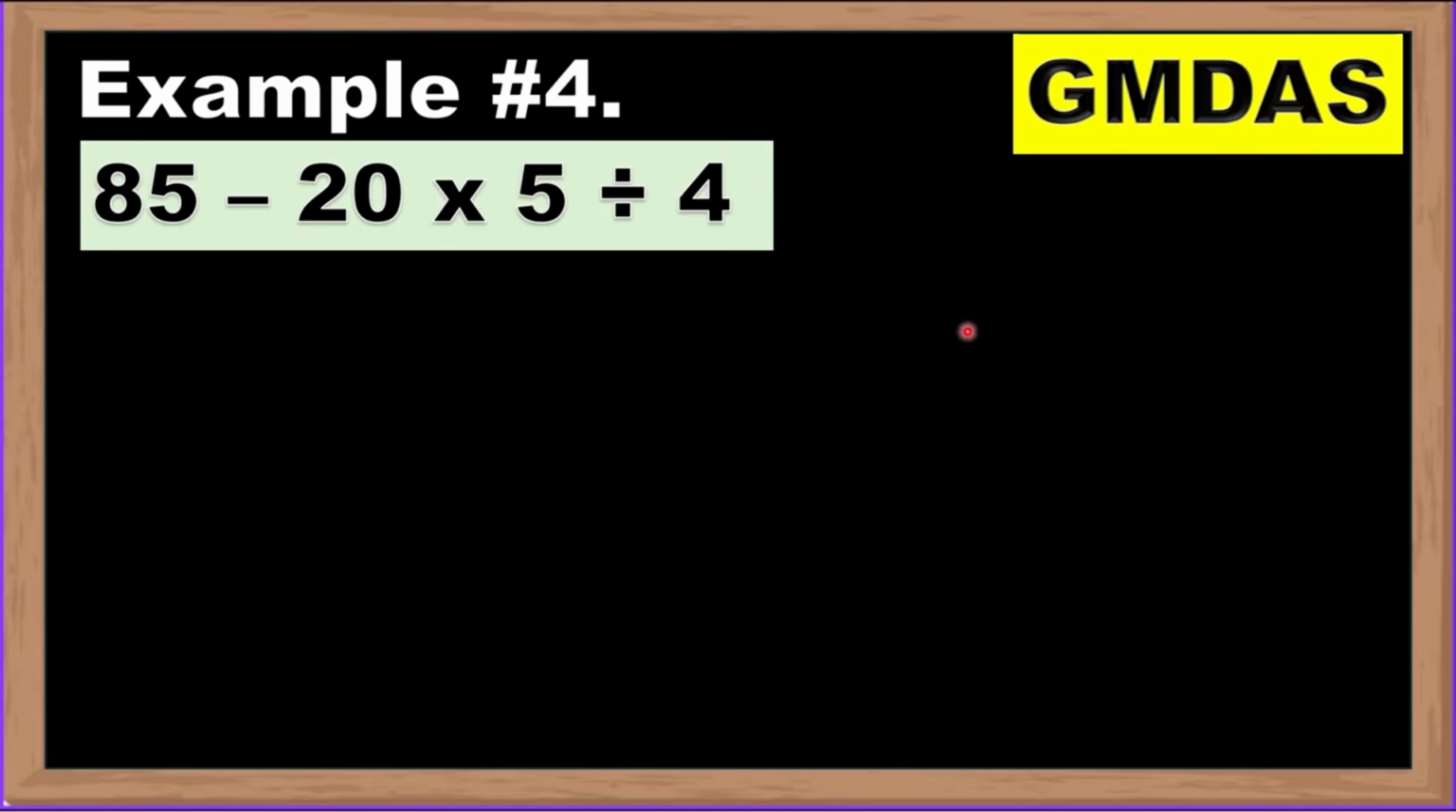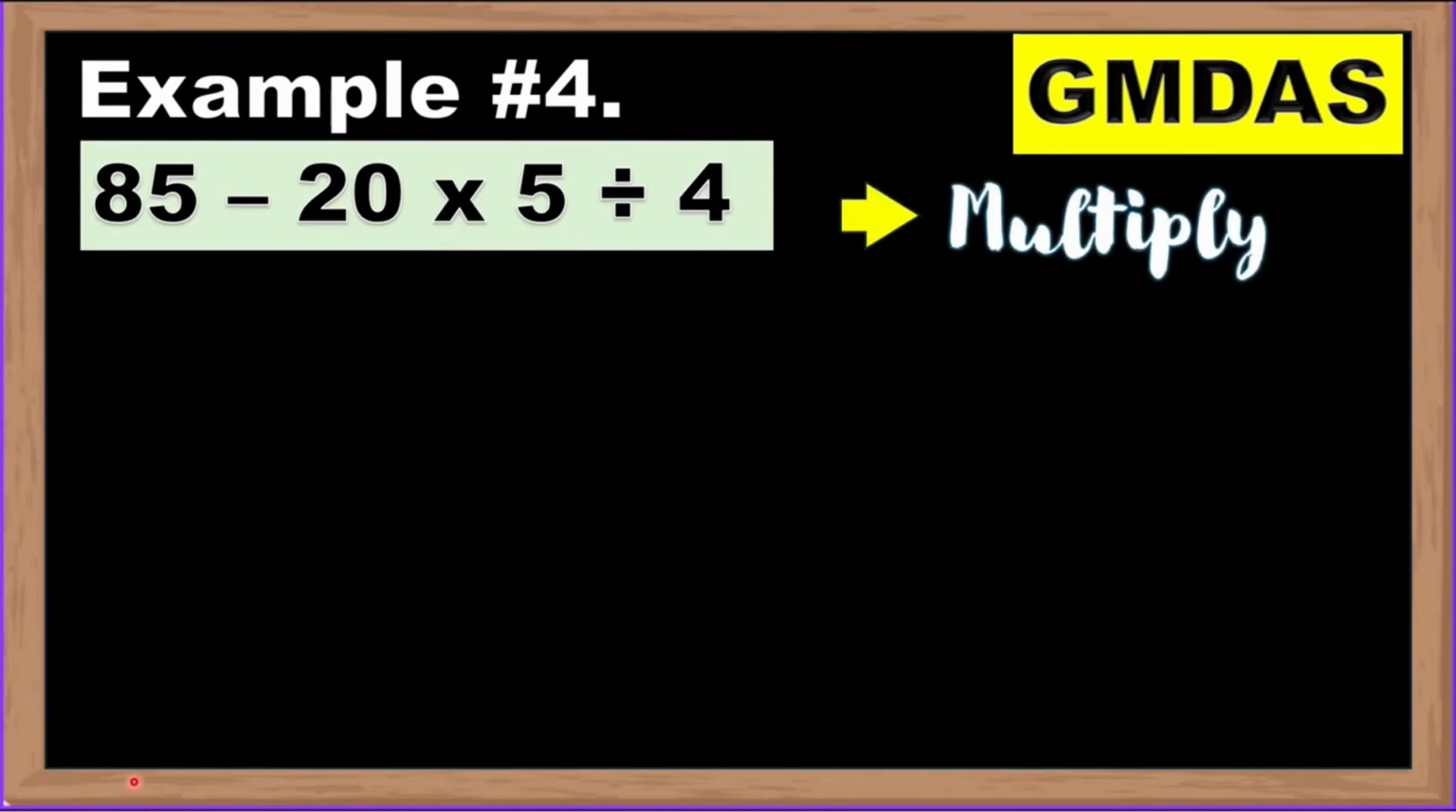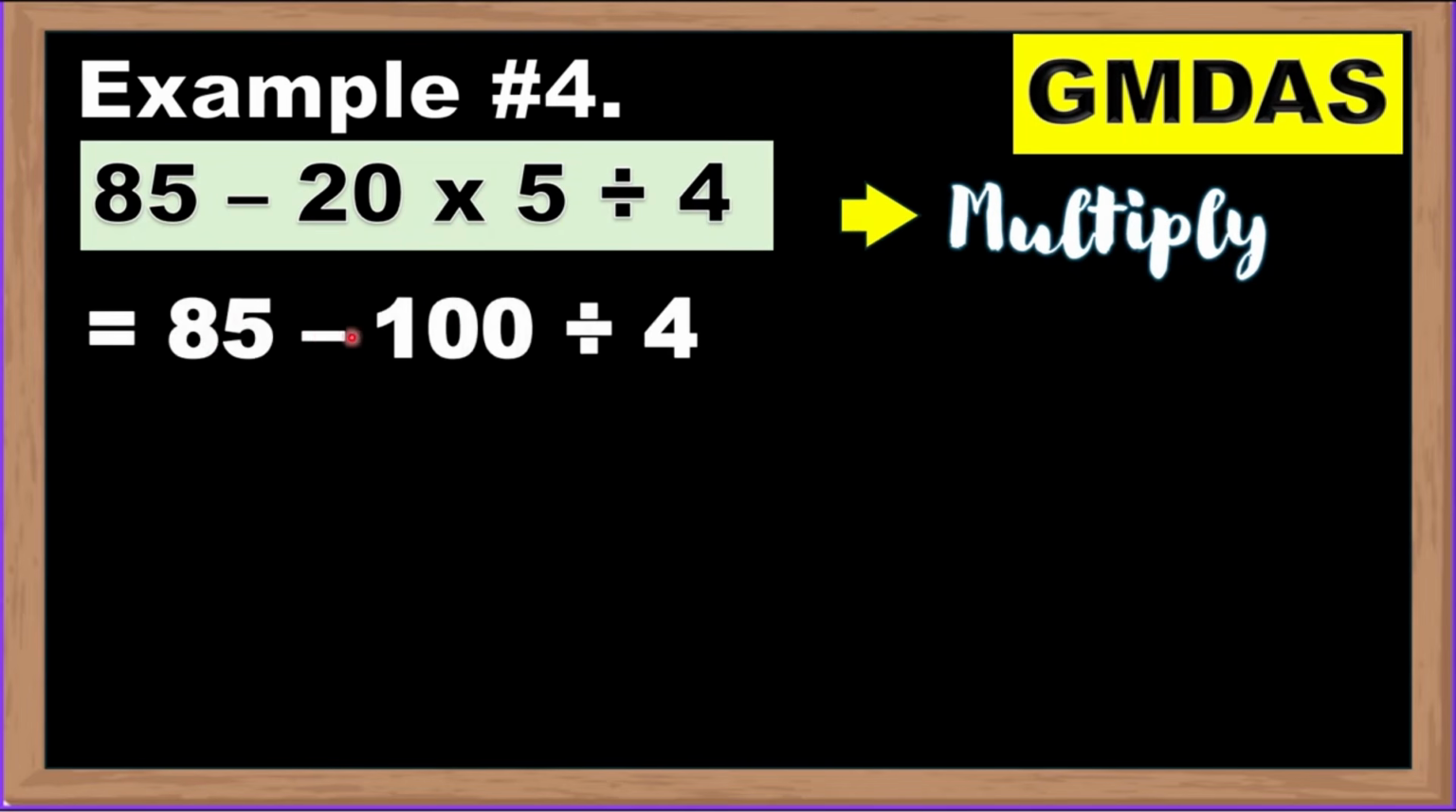Next, for example number 4. The given expression is 85 minus 20 times 5 divided by 4. We have no grouping symbol here, so let's proceed to multiplication, which is 20 times 5. First step is to multiply 20 and 5. The answer is 85 minus 100 divided by 4.